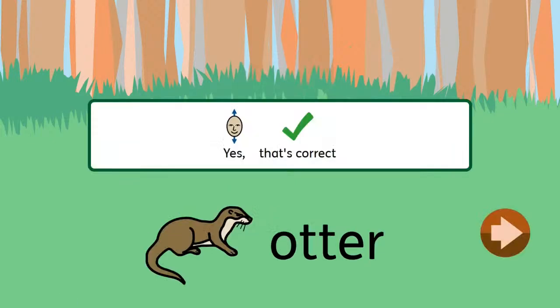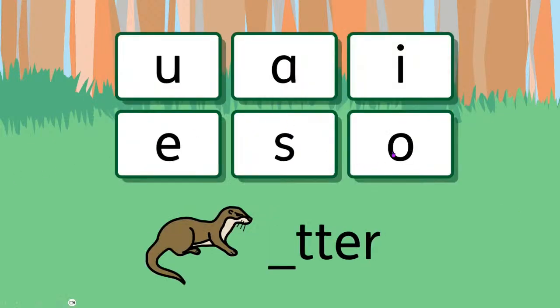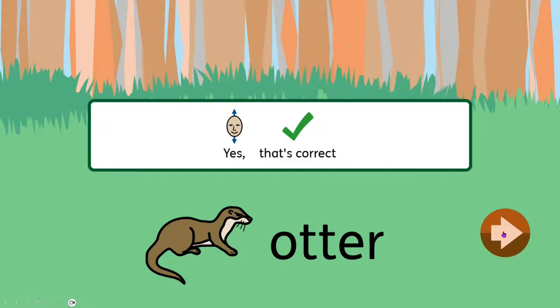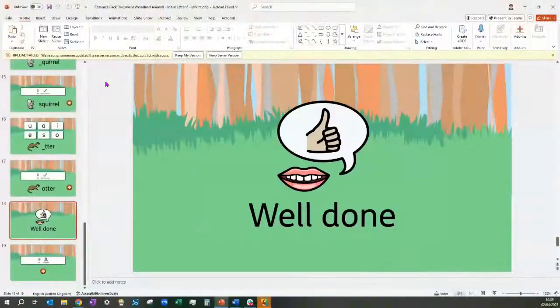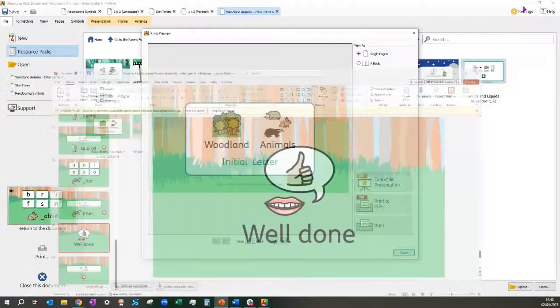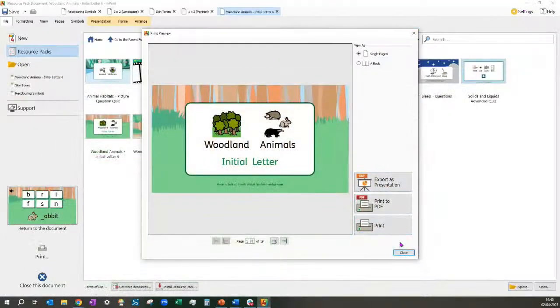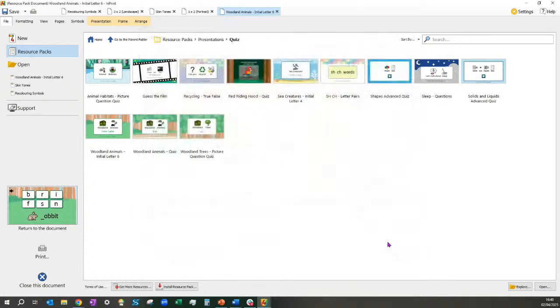So there we go. When we get the last one right, it's telling us it's well done, and that's at the end of that presentation. So it means that you can get some interactivity in PowerPoint and Google Slides without having to snip the symbols out and put them into your own resources. So that is that. Let's close that one down.